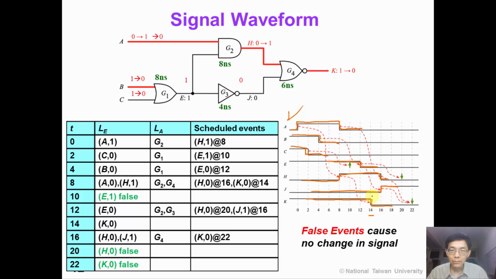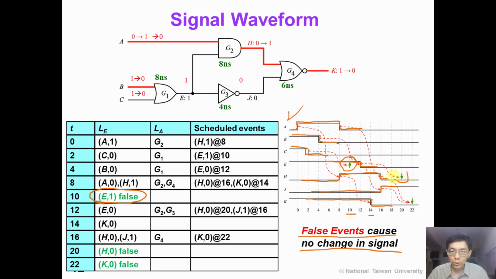Event-driven simulation can provide us many detailed information. These waveforms are pretty important for high-speed circuit and also for delay fault testing. We will look into more details in the delay testing lecture. In this plot, we also observe that there are some green arrows which are false events. That means the signal actually does not change. For example, at time 10, E is rising to 1, but actually E is already 1, so we don't need to do anything. This is a false event.